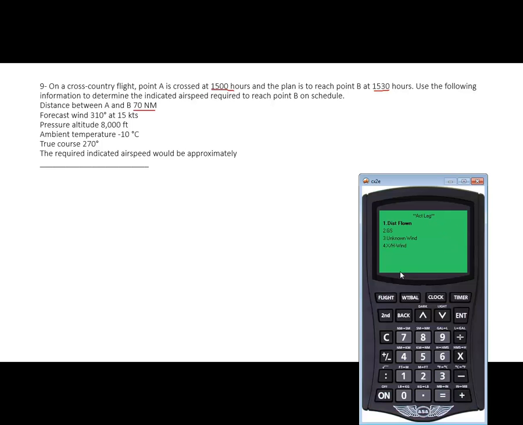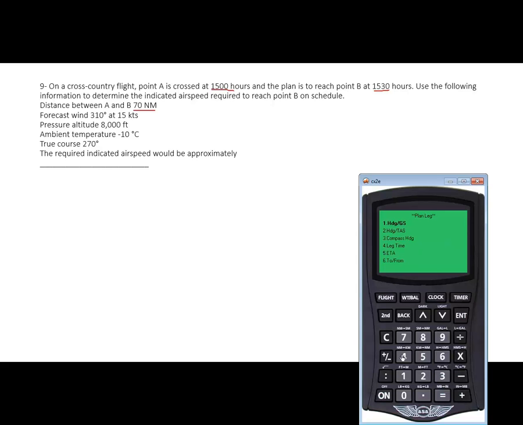So if we want to travel 70 nautical miles in 30 minutes, we've got to figure out what our ground speed is going to be. You can go to the ground speed menu, and tell it we're going 70 nautical miles for 30 minutes, which means we need a ground speed of 140 knots. They want to know indicated airspeed, so we're going to have to work our way back from ground speed to indicated airspeed. So take that 140 knots and let's work back from there.